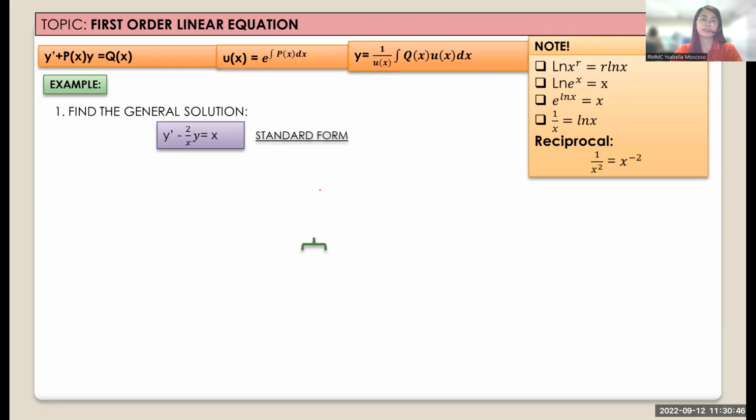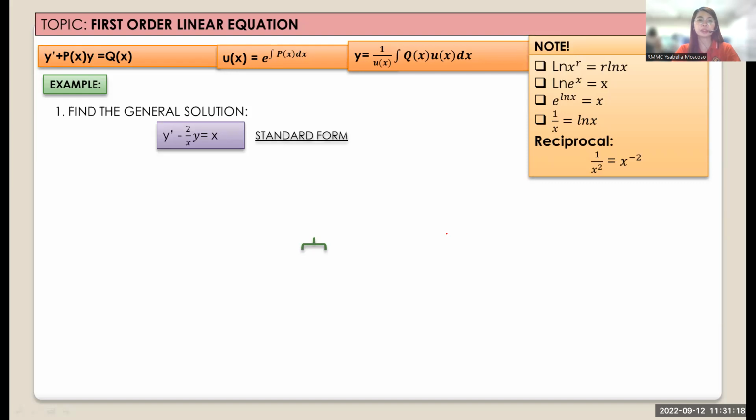So take note that it is not necessary what would be the sign between your derivative and your p of x. As long as the arrangement is that the first order derivative comes first, next would be your p of x, equated to q of x. So it doesn't matter if that is positive or negative. What we are concerned with here is the positioning of our values. So for this example, you have y prime minus 2 over x y. This is a standard form.